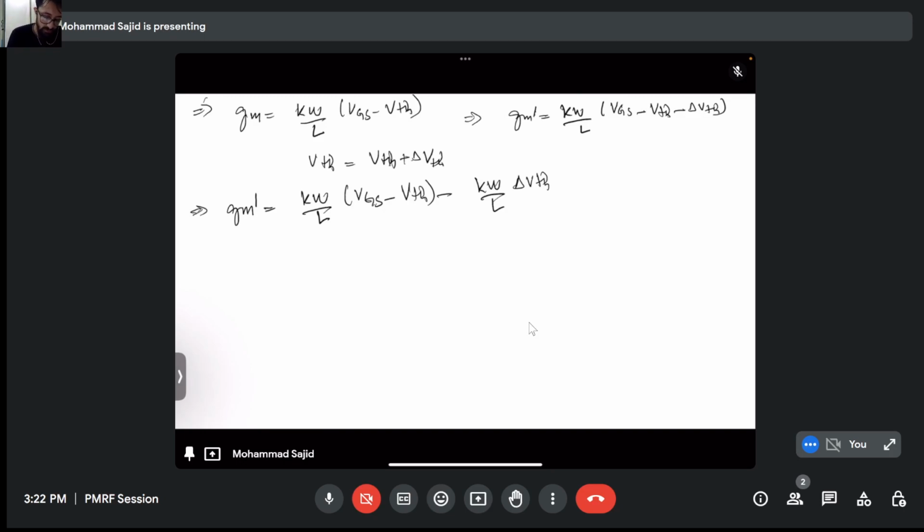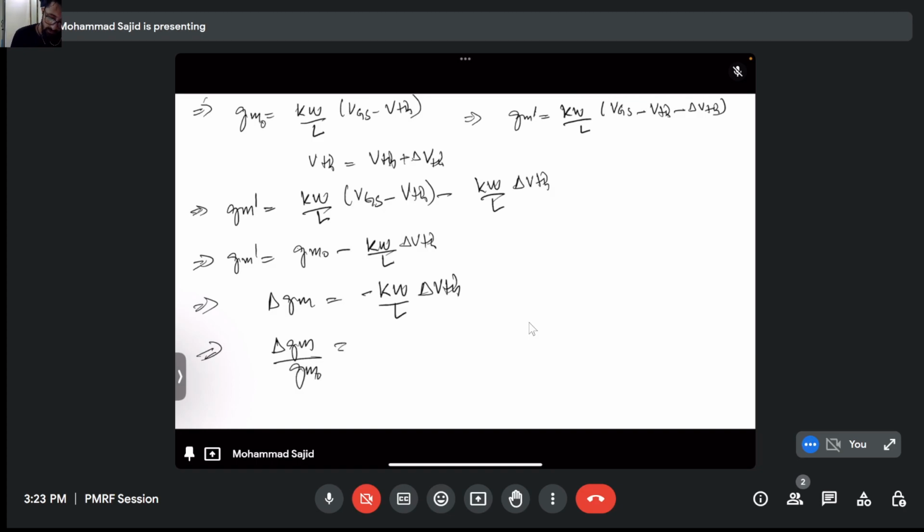So gm dash is equal to, let's call it gm naught, gm naught minus K W by L delta VTH. So delta gm is equivalent to K W by L delta VTH. If I divide both sides by gm naught, I will get delta gm by gm naught equal to minus delta VTH over (VGS minus VTH). So if there is a change in the VTH, there will be a corresponding change in the device characteristics, and that is given by this equation. Let's call it 3.